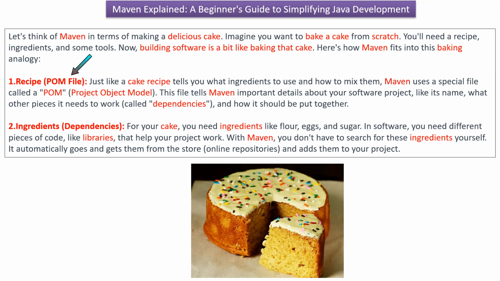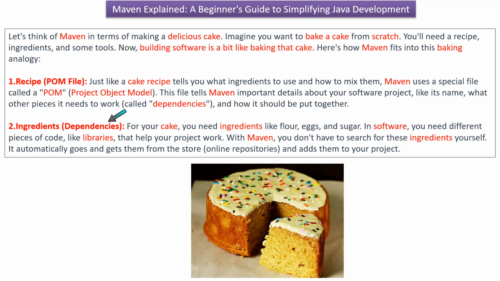First point is recipe, which is equivalent to the POM file. Just like a cake recipe tells you what ingredients to use and how to mix them, Maven uses a special file called POM, which is nothing but Project Object Model. This POM file tells Maven the important details about your software project, like its name, what other pieces it needs to work, which is nothing but dependencies, and how it should be put together.